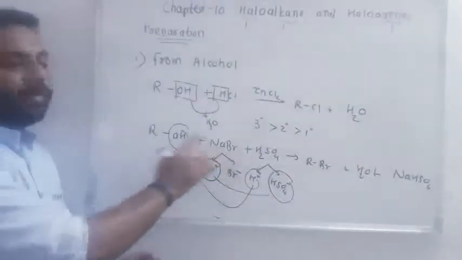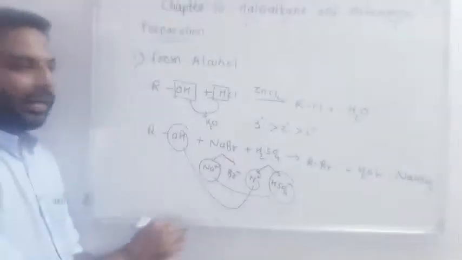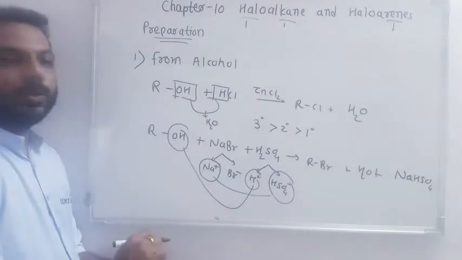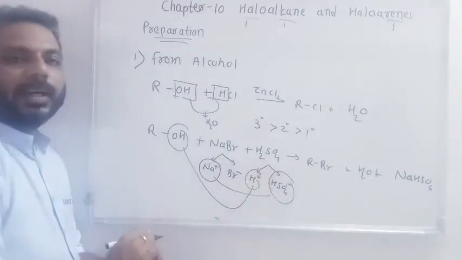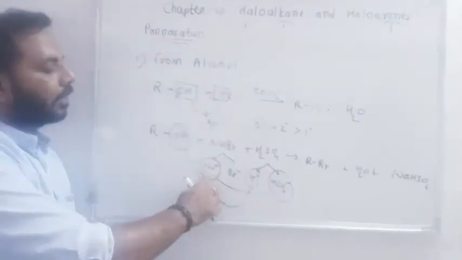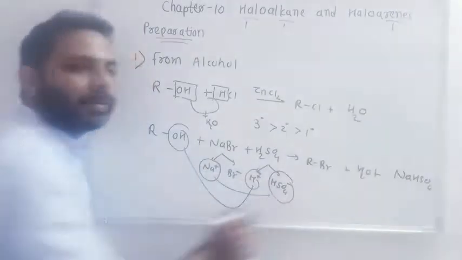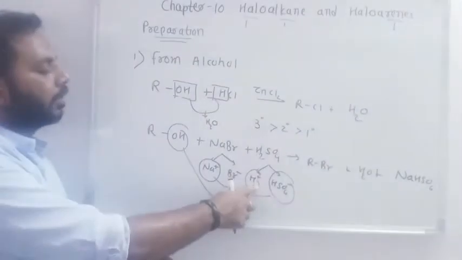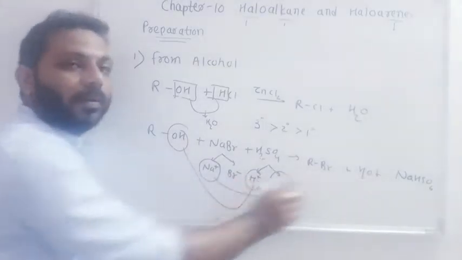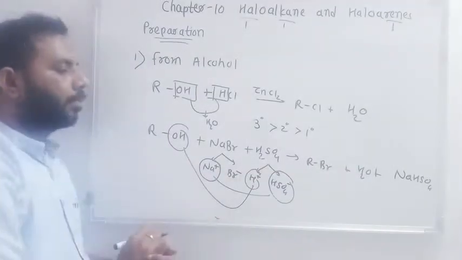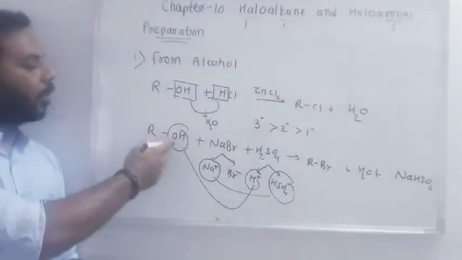Alcohol reacts with NaBr in presence of H2SO4. NaBr will get dissociated into Na plus and Br minus. H2SO4 will donate H plus and HSO4 minus will be left. Na plus and HSO4 minus will associate and form NaHSO4. Alcohol will donate OH minus and acid will donate H plus, forming H2O. What is left? Br minus and the alkyl group, which will form haloalkane. So by reaction of alcohol with NaBr and H2SO4, we can get haloalkane.